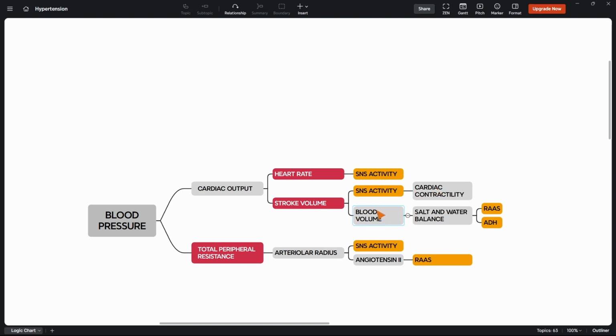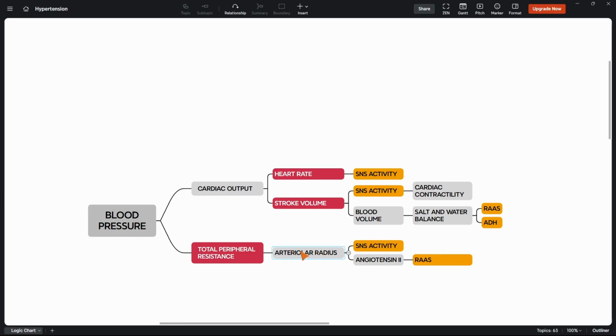Blood volume, long term, is determined by salt and water balance, which are mediated by the renin, angiotensin, aldosterone system, and the ADH system. In terms of blood pressure pharmacology, the RAS is the one that's more clinically relevant. Total peripheral resistance is determined by the radius or the size of the arterioles. The smaller the size of the arterioles, the higher the blood pressure, and the more vasodilated the arterioles are, the lower the blood pressure, because blood pressure is inverse to volume.